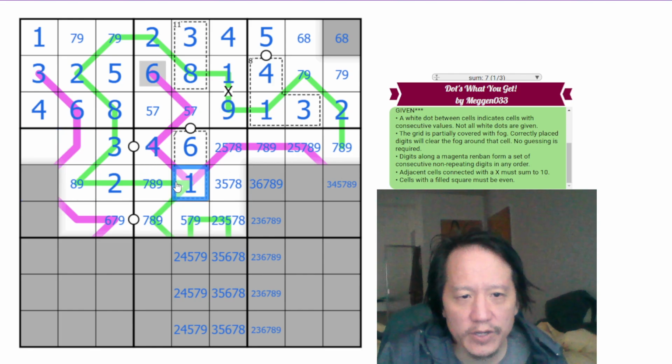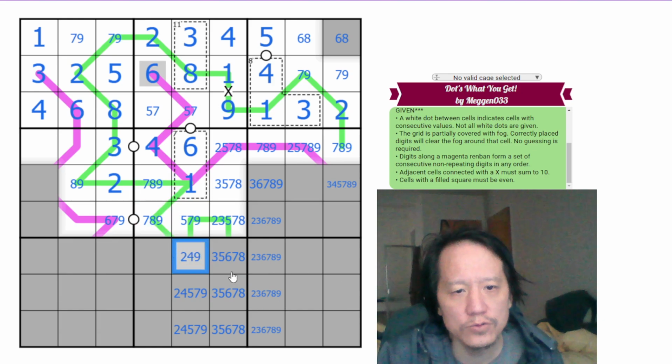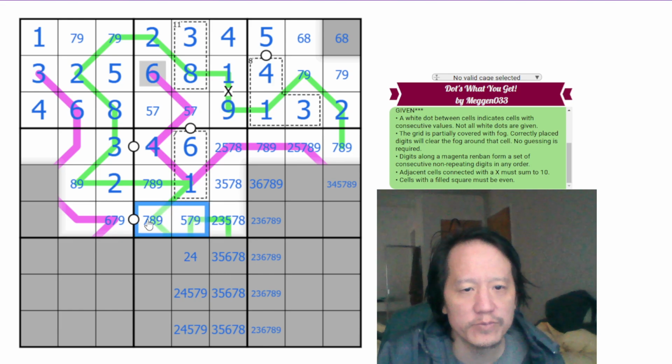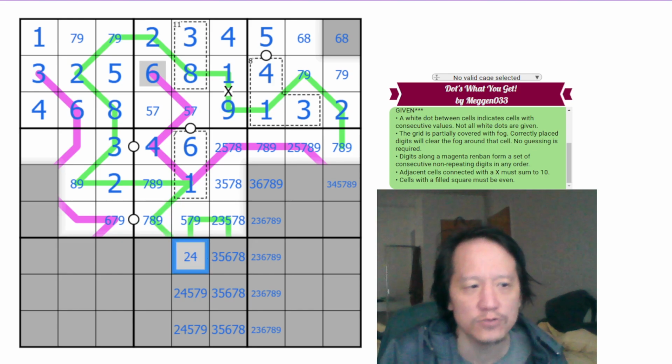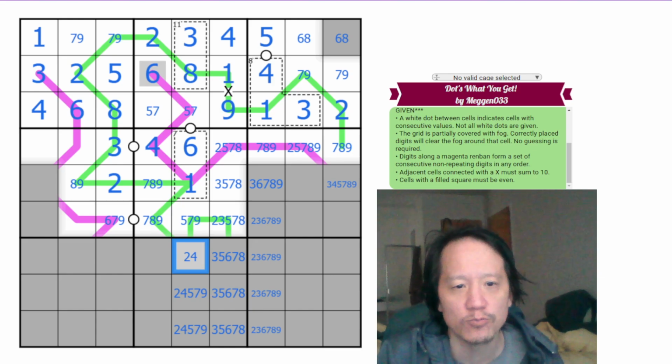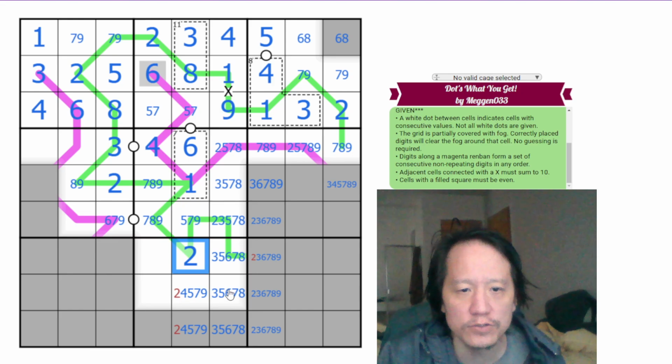This is a Renban, so this is 7, 8, 9, 7, 8, 9. This has to be 2 or 4, but the problem is they both see that one, and they're next to it. So this cannot be 4 because 4 can only be next to one unique digit on a German whisper line. So this is a 2.